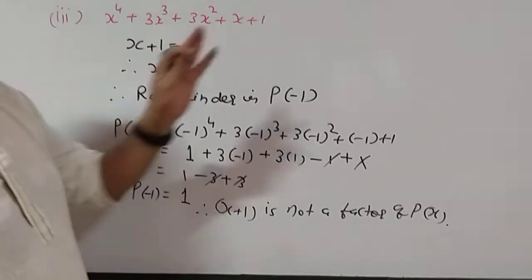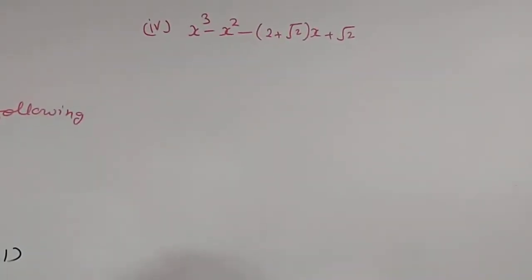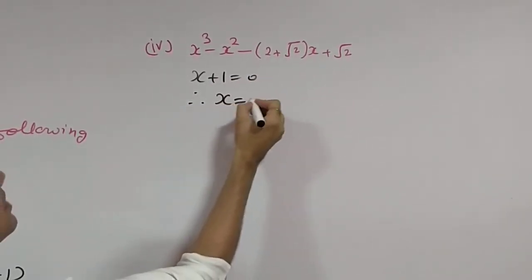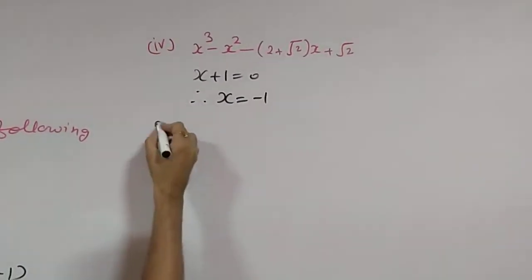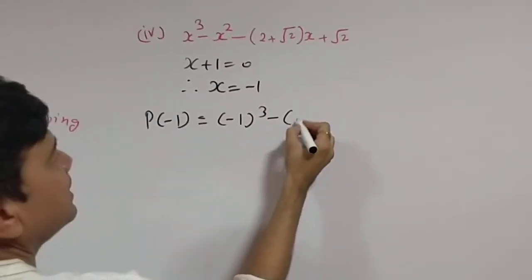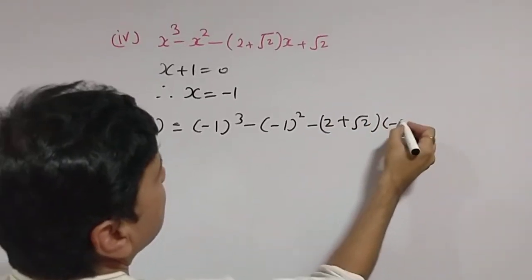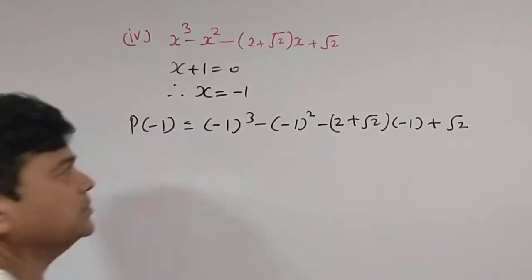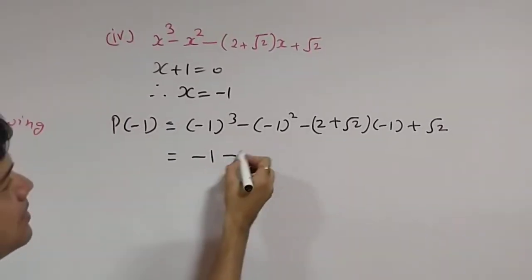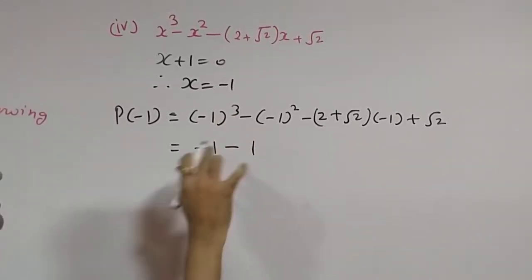Similarly, we will do sum number 4. See here, this is divided by x plus 1. Again, x plus 1 is 0. Therefore, x is equal to minus 1. Find p of minus 1. Minus 1 cube minus 1 square minus 2 plus root 2 into minus 1 plus root 2. Simplify this. Minus 1 cube is minus 1. Minus 1 square is plus 1.